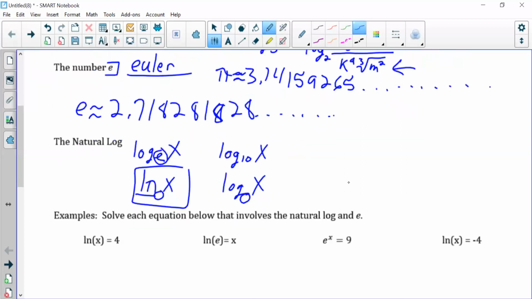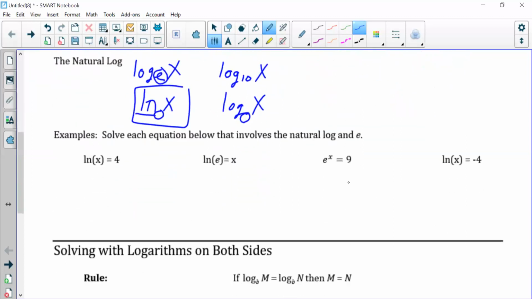All right, so let's take a look. Let's solve some equations below that involve the natural log and e. Remember, anytime we see ln, we know that the base is e, and we want to convert this. When we're converting, it works the same with natural logs as it does with regular logs, so we're going to change these places. This becomes my exponent. So e to the fourth equals x.